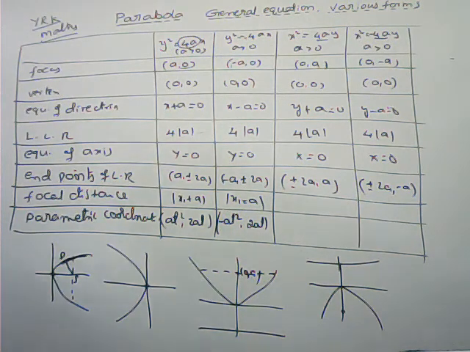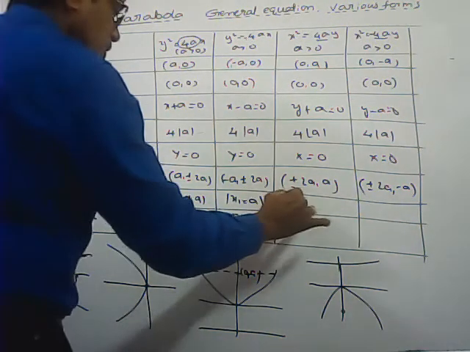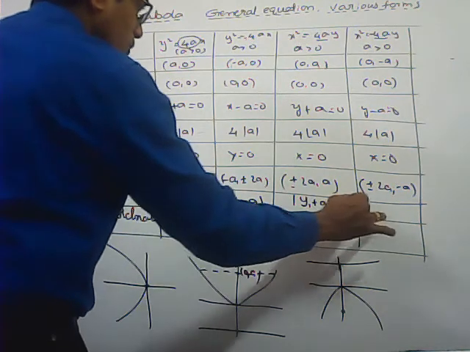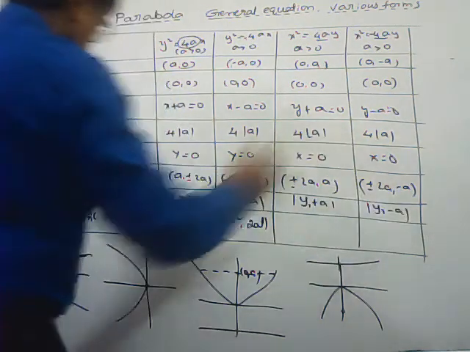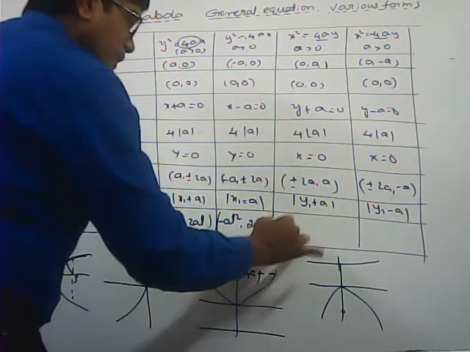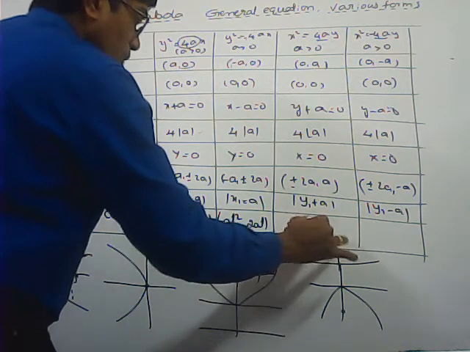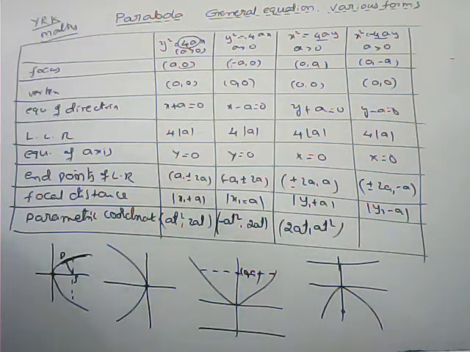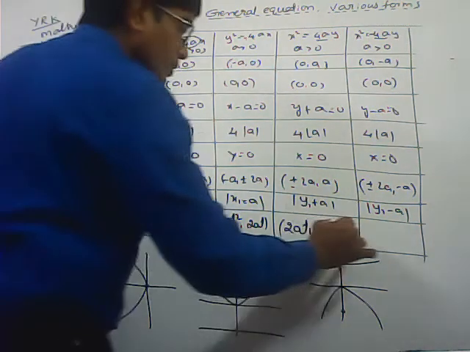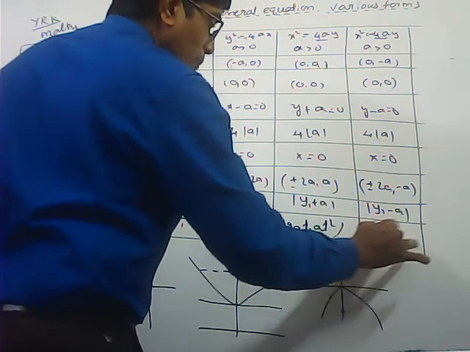Next, focal distance, modulus of y1 plus a, modulus of y1 minus a. Here 2at comma at square, these are the parametric coordinates. 2at comma at square, 2at comma minus at square.